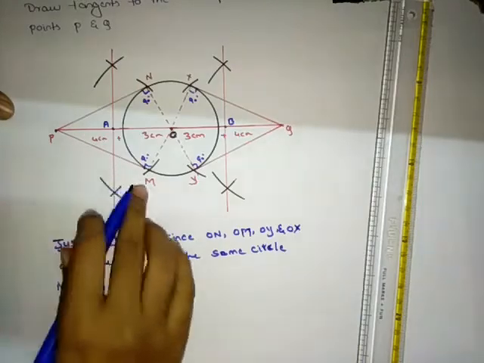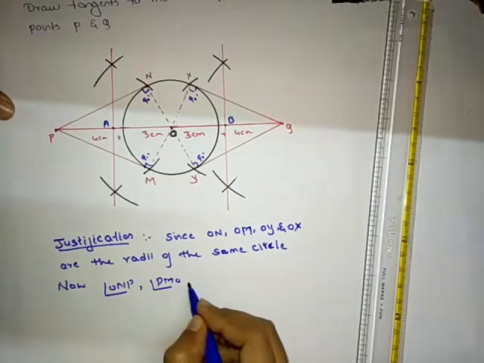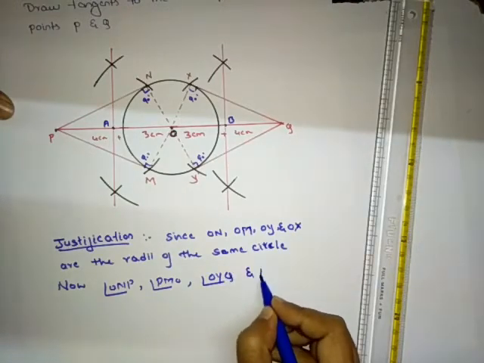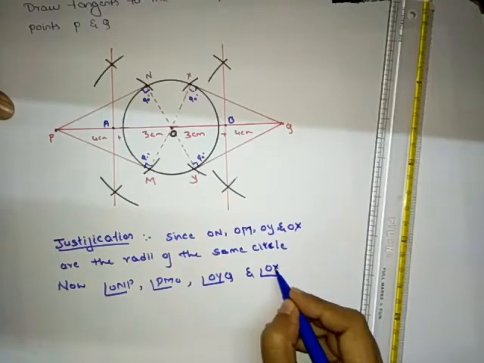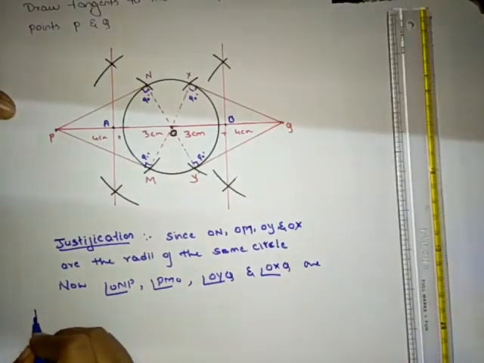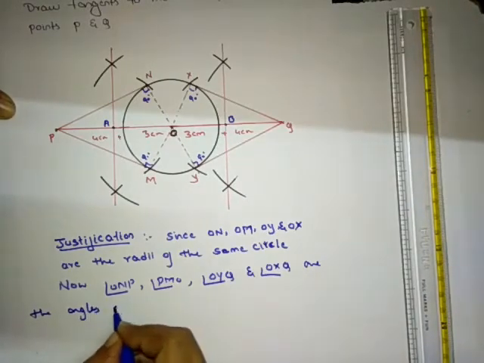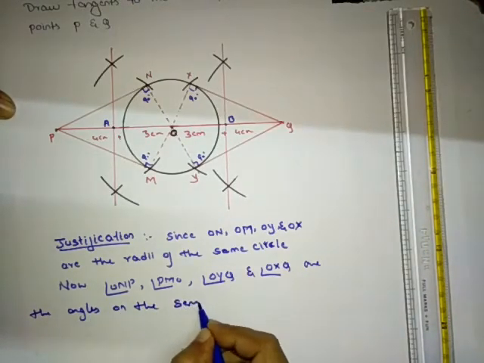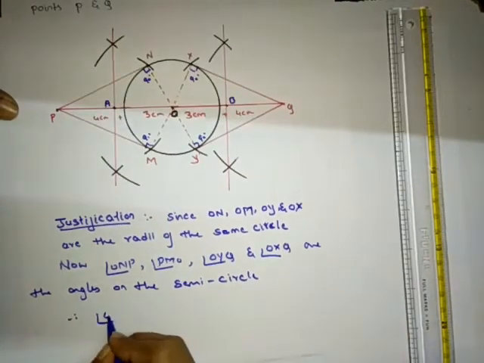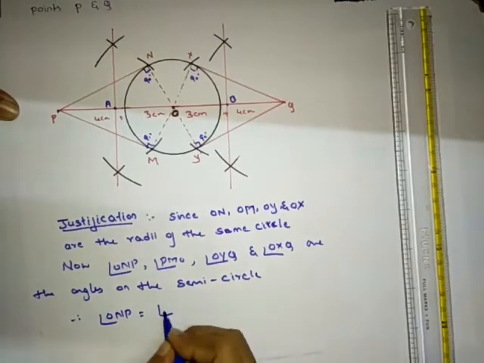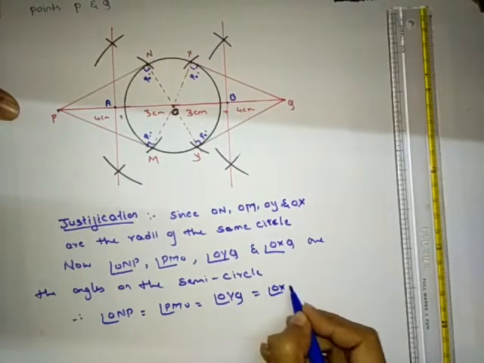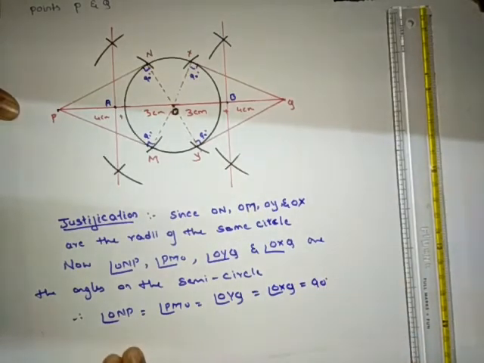angle PMO, angle OYQ and angle OXQ are the angles on the semicircle. Therefore, we can write that angle ONP equals angle PMO equals angle OYQ equals angle OXQ. These all are equal to 90 degrees.